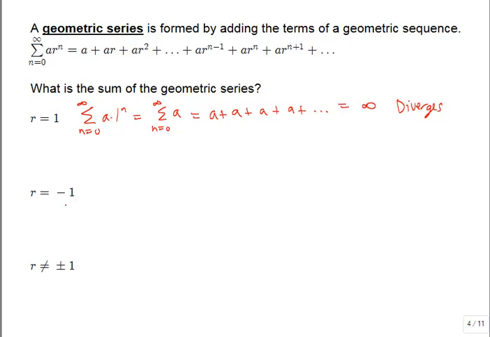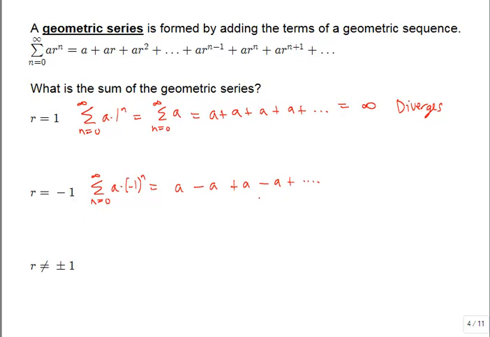What if your common ratio is negative 1? Then your series is going to be the sum from 0 to infinity of a times negative 1 to the n. So if n is 0, this is positive a. If n is 1, then this becomes negative a. If n is 2, we're back to a positive a. If n is 3, back to a negative a, and so forth.